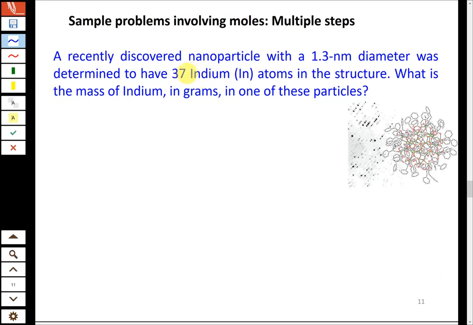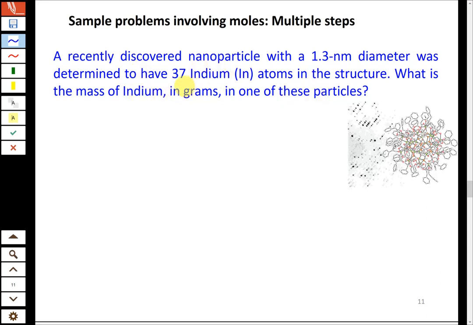So we have a nanoparticle that has a 1.3 nanometer diameter. Basically it's just a cluster of atoms. There are other things in there too, but it has this diameter. They did a really detailed structure of this, which is actually pretty rare for things on this dimension. But they found that there were 37 indium atoms in there. In is the atomic symbol for that. So we want to know what is the mass in one of these particles.